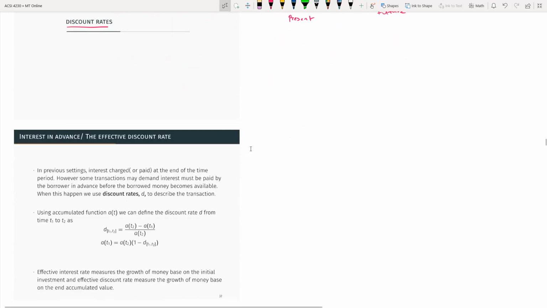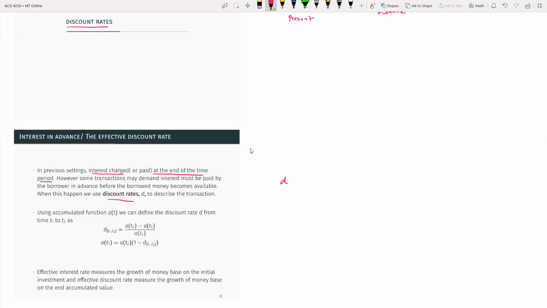Okay, so in the previous setting, interest was paid at the end of the time period. However, sometimes we may demand that interest be paid by the borrower in advance, before the borrowed money becomes available. When this happens, we use a discount rate. So how do we define the discount rate? Here is the formula.